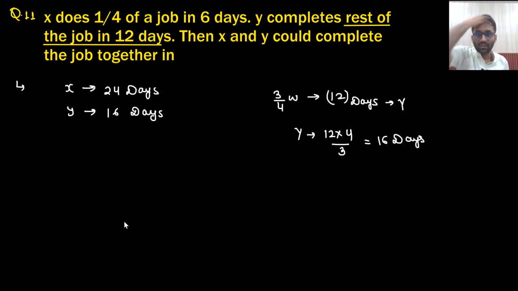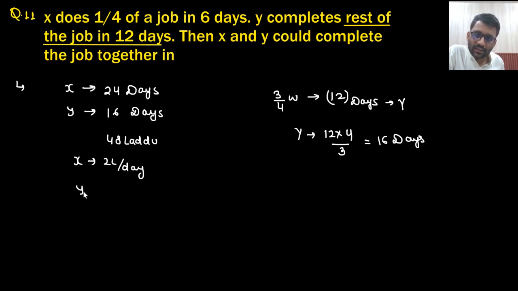So then X and Y could complete the job together. What would be the job? 24 and 16, 48 is the LCM. 48 laddu is the LCM. So X is eating 2 laddu per day and Y is eating 3 laddu per day. Both combined will eat 5 laddu per day. What is the job? Eating 48 laddus.